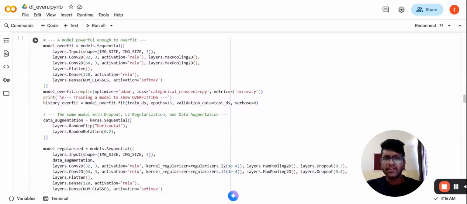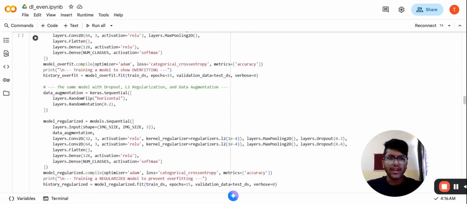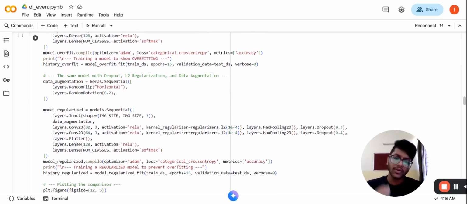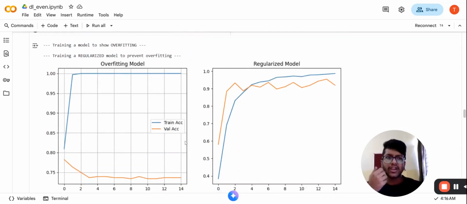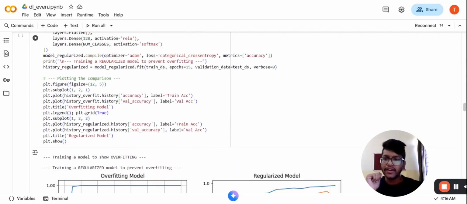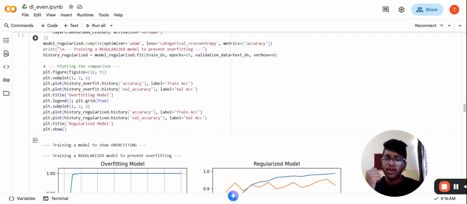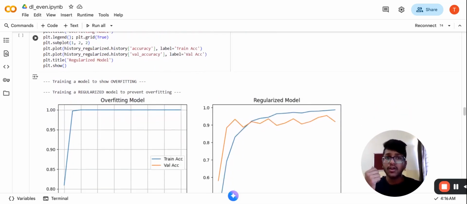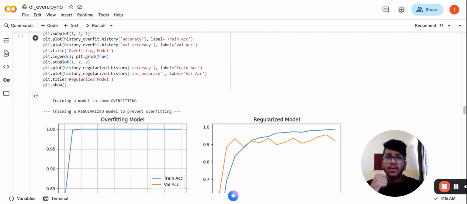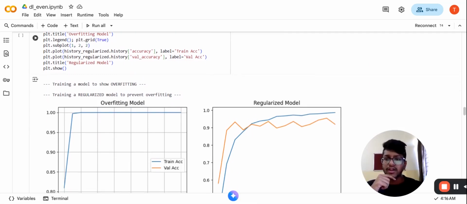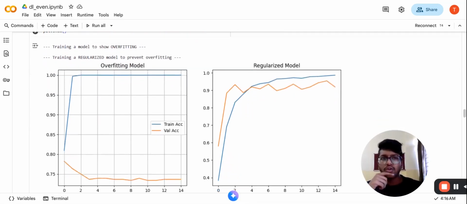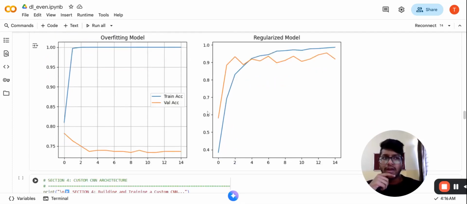In the next part, I trained a small CNN to observe overfitting. The training accuracy went up quickly, but the validation accuracy stayed lower, meaning the model memorized the training set. To fix this, I used regularization techniques like data augmentation with random flips and rotations, dropout layers to randomly deactivate neurons, and L2 regularization to control large weights. After applying these, both training and validation curves became smoother and much closer, proving that regularization improves generalization.